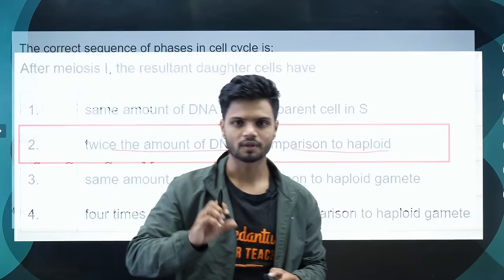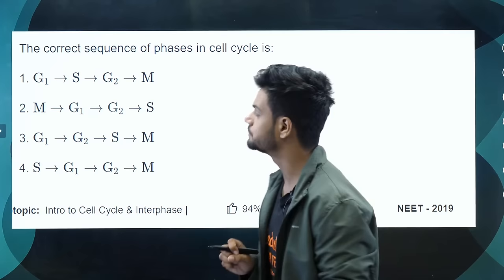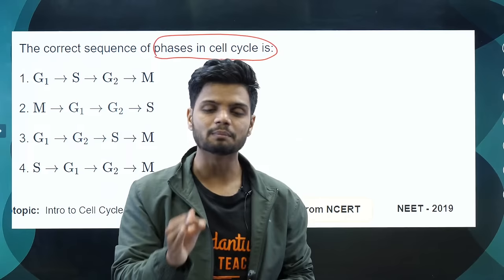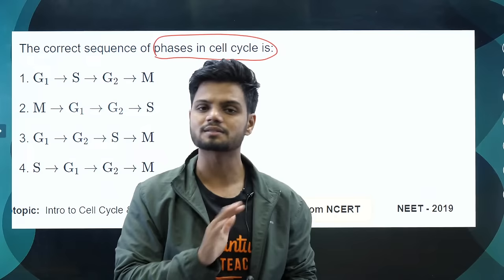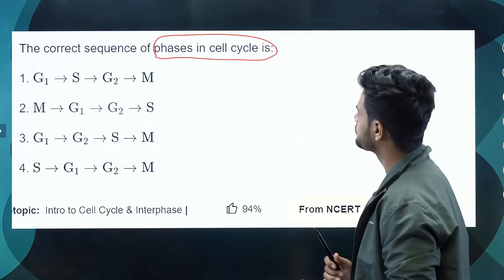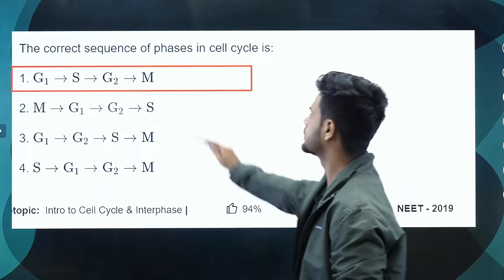Next question is again very simple. What is the correct sequence of phases in the cell cycle? Students, I want everyone to answer the question. I'm telling you repeatedly, it doesn't matter if you're able to solve the questions. All I want you to do is attempt the questions. Doesn't matter if it's wrong or right. Attempt the questions, everyone. The correct sequence of the phases of your cell cycle: all of us know it's going to be G1, S, G2 and M.